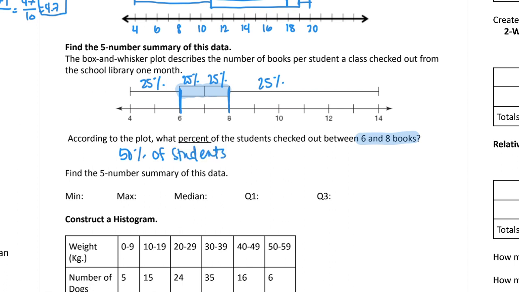All right, let's do the 5-number summary. So the minimum is 4, the maximum is 14. Median is this line here, that's at 7. Q1 is at 6, and then Q3 is at 8.